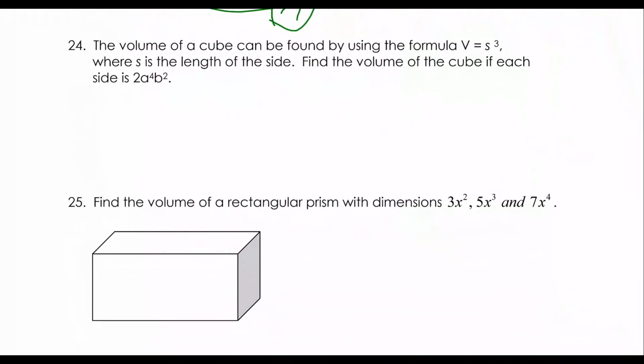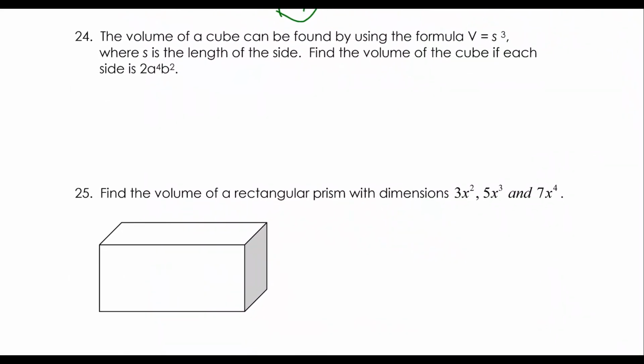Moving along here. The volume of a cube can be found by using the formula V equals s cubed, where s is the length of the side. Find the volume of the cube if each side is 2a to the 4th b squared. So again, I like drawing pictures for everything. So I draw my little cube. And one of these sides is going to be 2a to the 4th b squared.